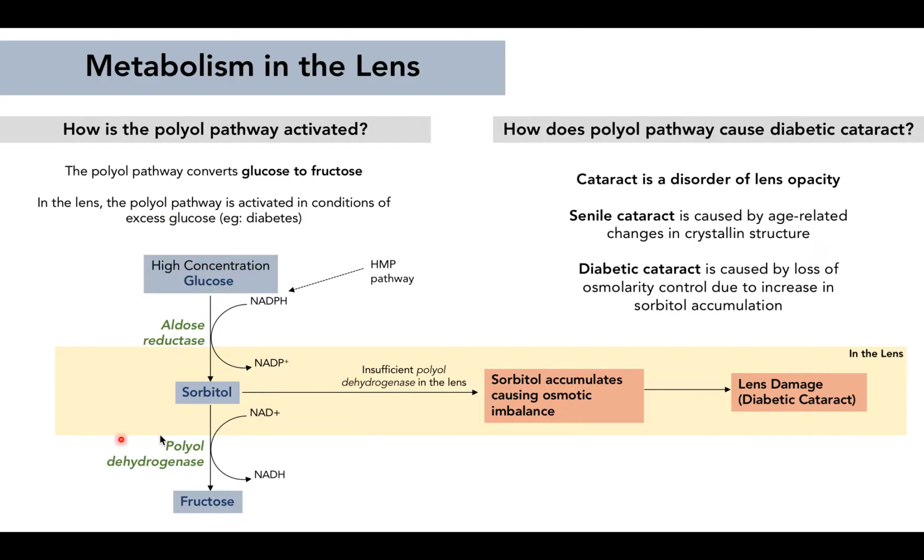However, we don't have enough polyol dehydrogenase in the lens to convert this into fructose. So this sorbitol will just accumulate and accumulate, therefore causing osmotic imbalance in the lens. Now, eventually this is going to cause lens damage, which we also know as diabetic cataract. So that's the mechanism behind diabetic cataract: the activation of the polyol pathway that leads to sorbitol accumulation and lens damage.